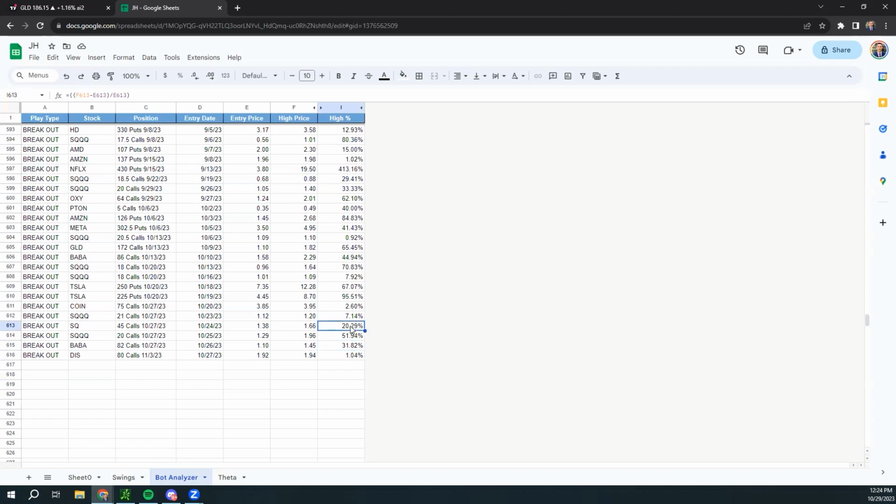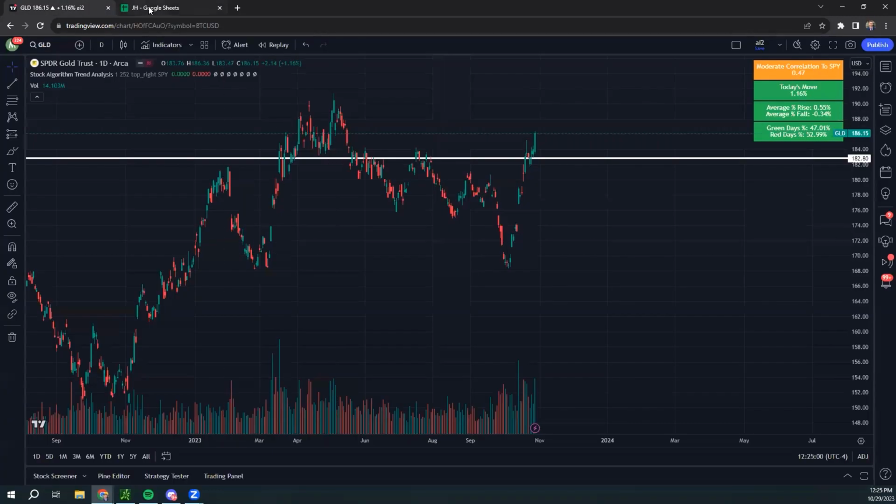The Tuesday play with SQ popped for a little bit over 20%. The play on Wednesday with SQQQ was the best play of the week. It was a 52% pop, so definitely no complaints there, and it worked perfectly. And then with the last one, we had Alibaba on Thursday, which popped up just under 32%. So with everything being said, pretty good week on that side of things.